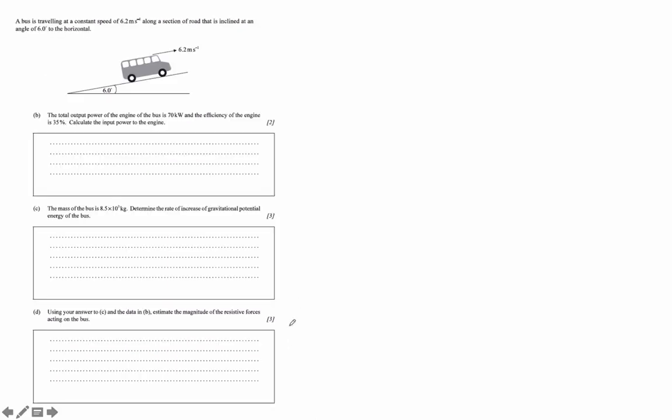All right, let's take a look at this page here. So this is just an efficiency problem. They want the input power. This is the power output. So remember, efficiency is power output over power input. So use 0.35 as your efficiency. Don't use 35. 70 kilowatts, that's your output. Solve for your input.